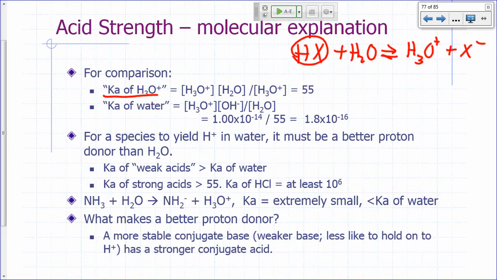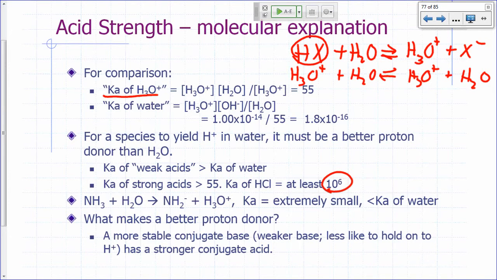The larger the Ka, the farther this goes forward, right? And we said that for strong acids, that number is really large. In fact, for HCl, that's at least 10 to the 6th. So just for comparison, let's calculate what Ka for H3O plus is going to be. If I have H3O plus, I react that with water. It will transfer a proton to water. What will I get? I get H3O plus again, and I get water again, right?